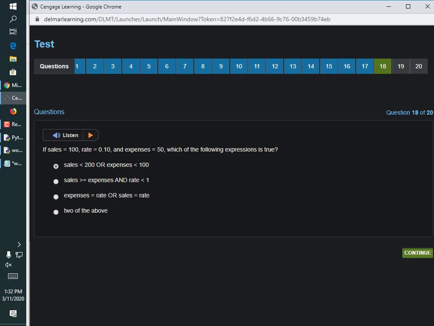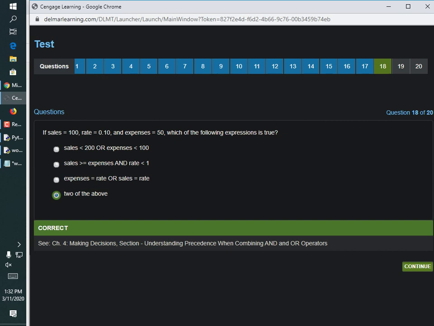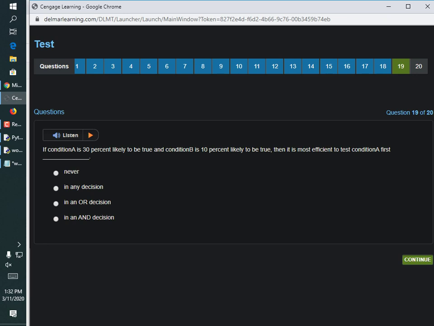Definitely not true. Or sales is equal to rate. Also not true. Definitely false there. So it was these two, which means my favorite answer, 2 or above. I hate that kind of question. Especially if it gets to like B and C are true, and then A and C are true, when you have like 8 different choices. I just put check boxes there.